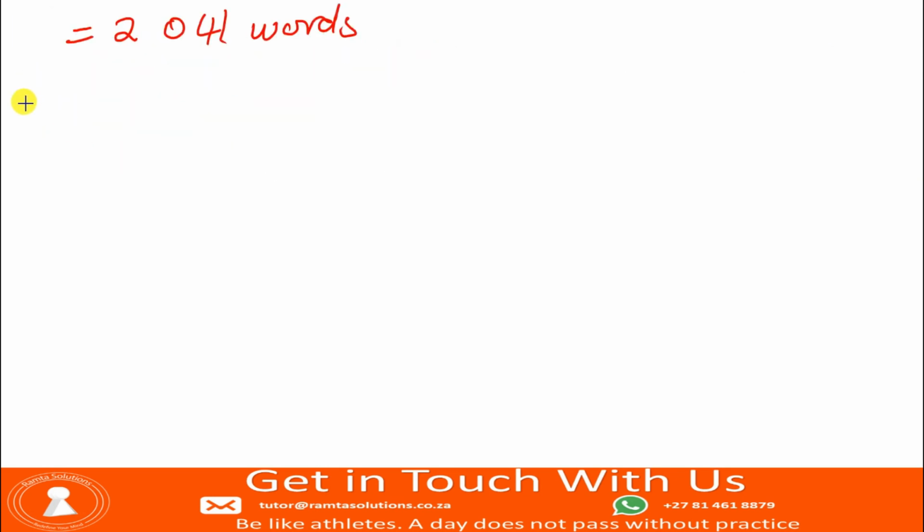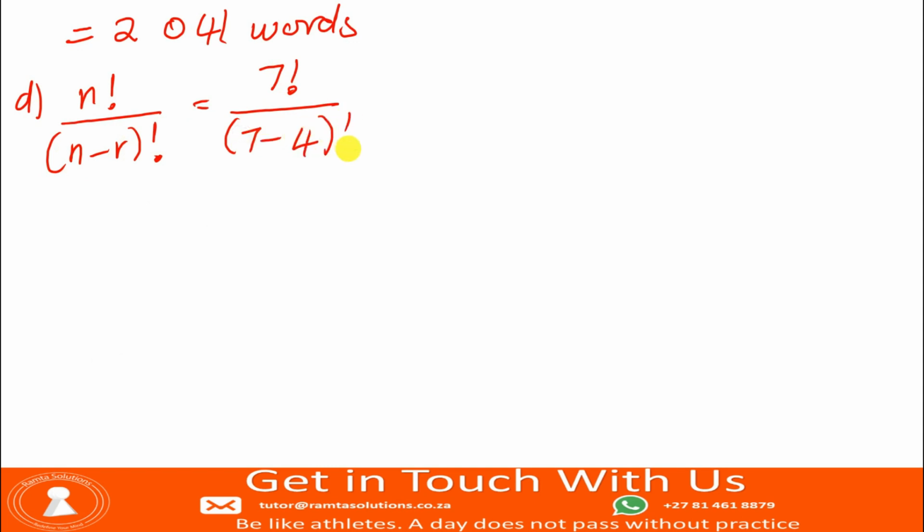So this is easy. Number D, it'll be n factorial over open bracket n minus r close bracket factorial. How many letters do we choose from? 7. And how many do we want? 4. What is this? This is 7 factorial over 3 factorial. You can take your calculator and get your answer. 7 factorial over 3 factorial. What is it? It is 840 words that you can make.